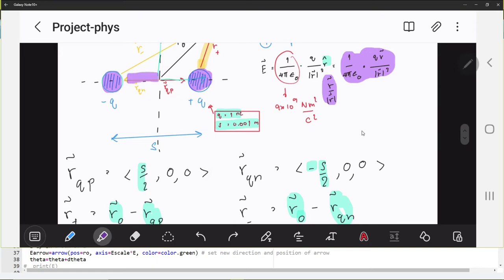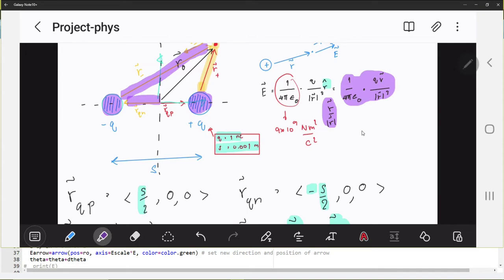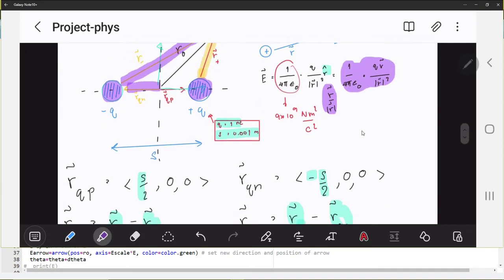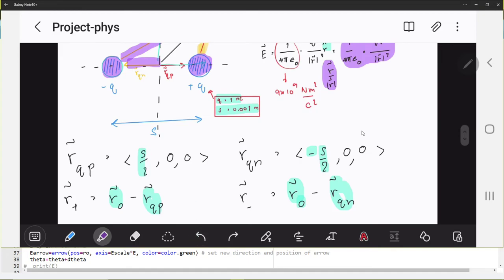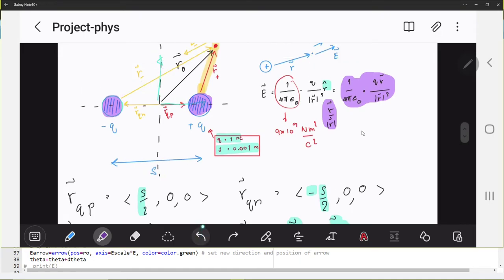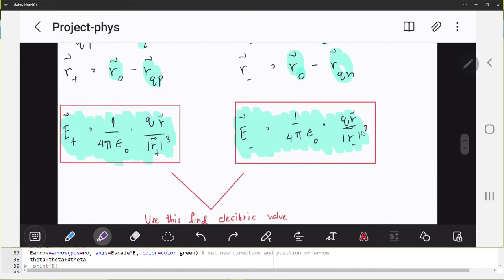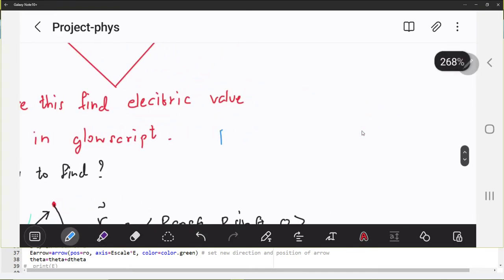And IQP is this one, because if you want the direction of negative, you have to give RO minus IQP. Okay, and IQP is S over 2. Why S over 2? Because it is separated in the middle, right? Okay, and next, you find E plus, or E positive, and E negative, and find the main one, which is the E.